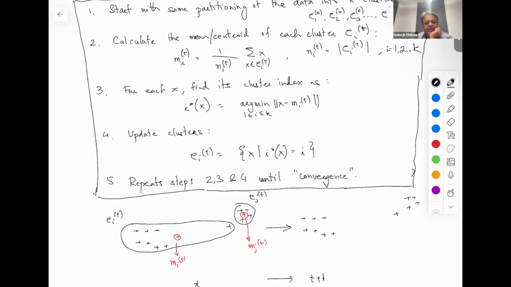It computes the distance to mi, computes the distance to mj. And so in this case, the distance to mj is actually smaller. Okay, so what will happen is at this point, i star x will become equal to j, and over here, all these points will also have this centroid being closer than this centroid. So at the next step, step 4 will give these clusters.